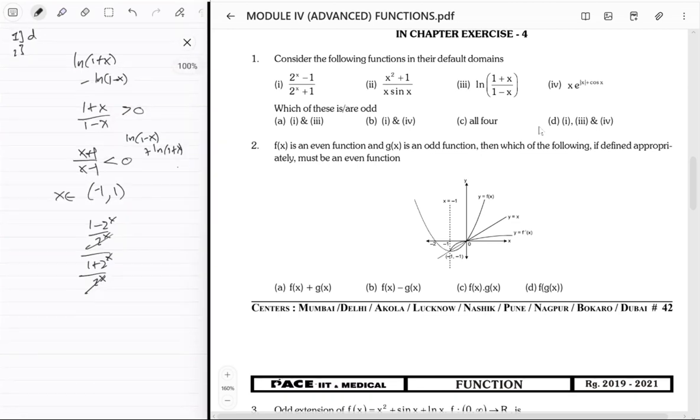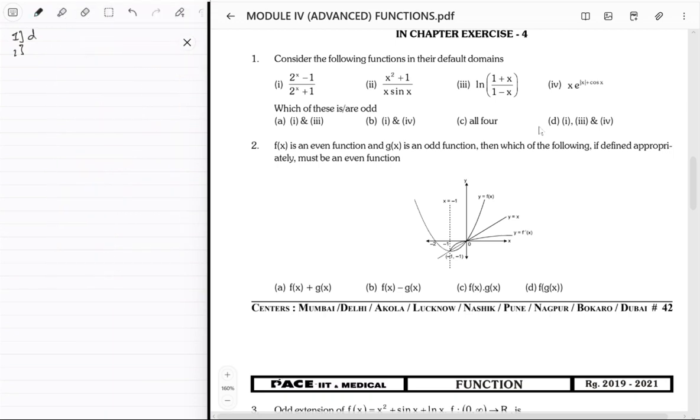Second. f of x is an even function and g is an odd function. Which of the following, if defined appropriately, must be an even function? This is y equal to f of x. This is a, and where is g of x? What does this graph represent? Why are we given this? It's some kind of parabola. It's y equal to x, and this is y equal to, whatever. Maybe this is not important to this question.